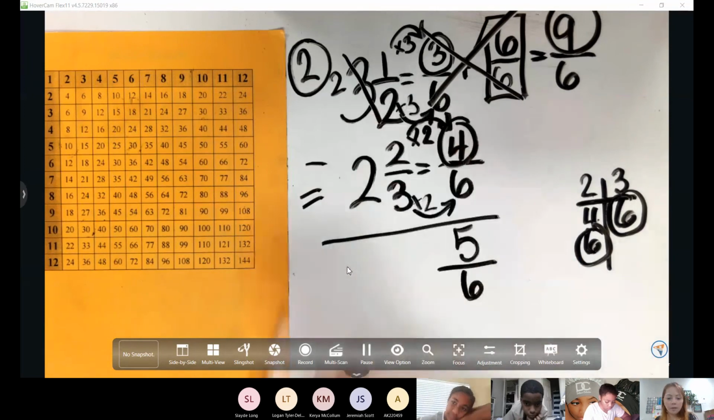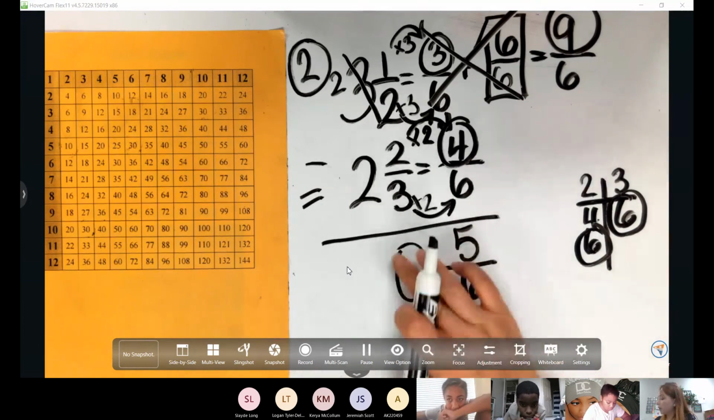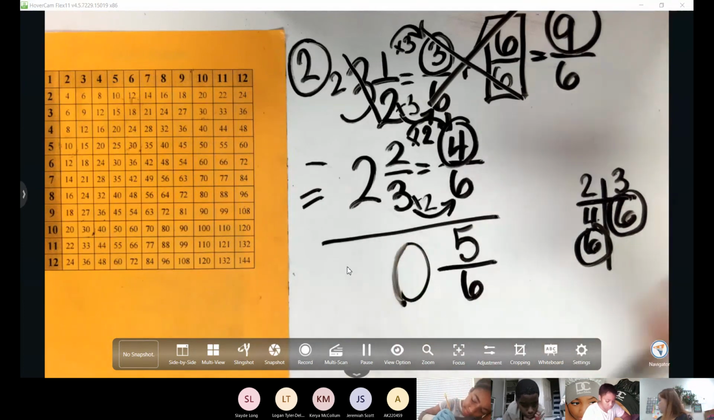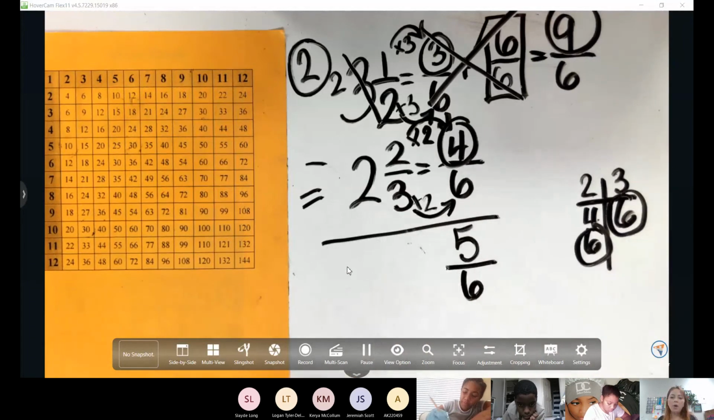What about the whole numbers? When we subtract 2 and 2, what do we get? We get what? 0. Okay? The 0, you can put a 0 or you can ignore it. It's okay. In this sense, the 0 just represents I have no paper money. I have no whole dollars. I just have change. Okay?